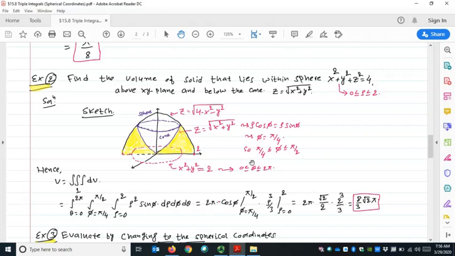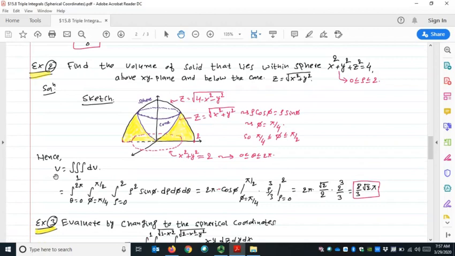And now to find the theta limits, we need to simplify these two equations, meaning find the cross section and project it down onto the xy plane. So let's solve these two equations. Put z equals radical x squared plus y squared in the sphere equation. Then this becomes x squared plus y squared plus x squared plus y squared equals 4. Then the next step, you add: 2 times x squared plus y squared equals 4. Divide by 2. This gives you x squared plus y squared equals 2, which is the projection of the cross section, a circle of radius radical 2. And so theta is 0 to 2 pi. Great, so now we have all the limits.